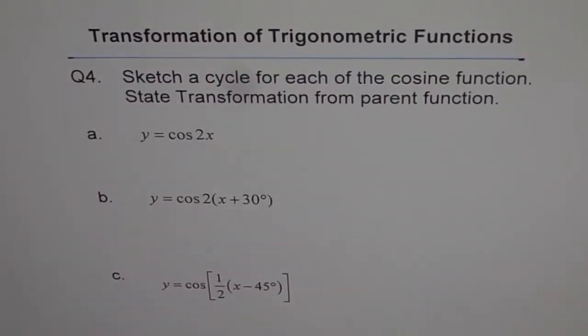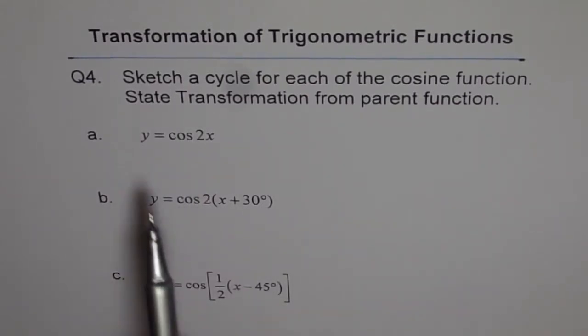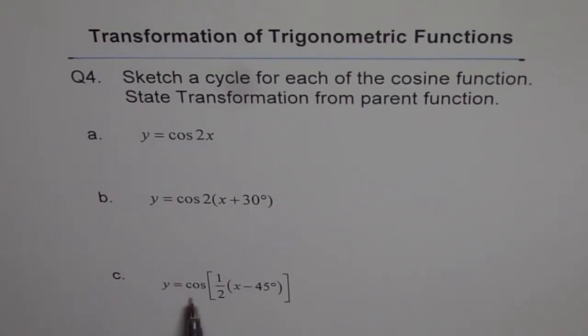Transformation of trigonometric functions, question 4. Sketch a cycle for each of the cosine functions, and state the transformation from the parent function. So these are all cosine functions for you. Three of them are given here. I will do two and the third one is for you to do. So the first one is a very easy one for me, cos of 2x.